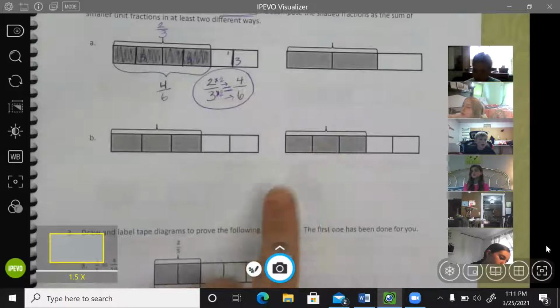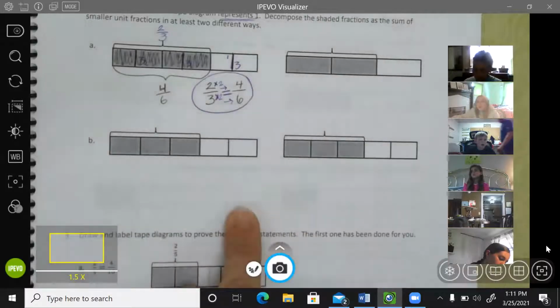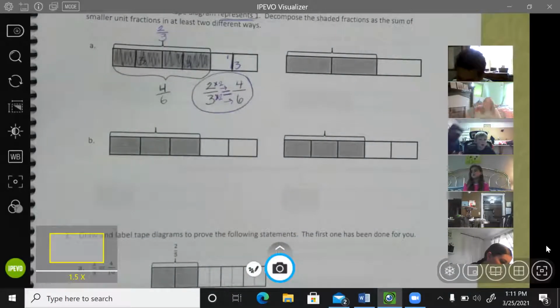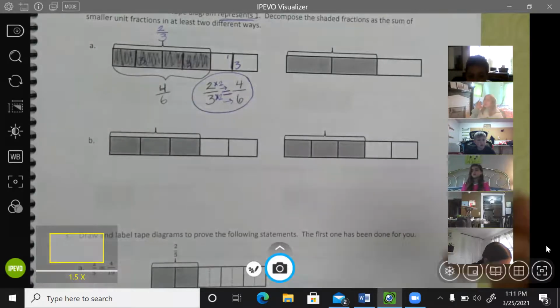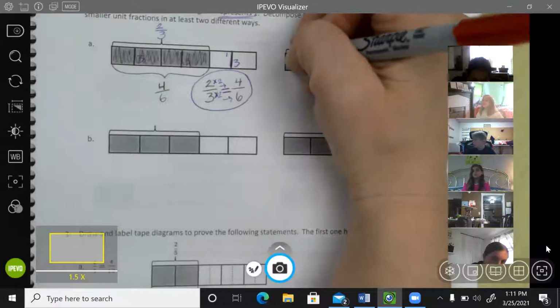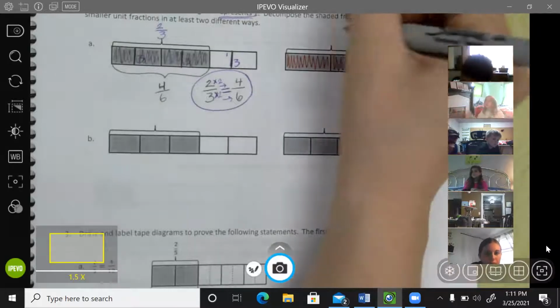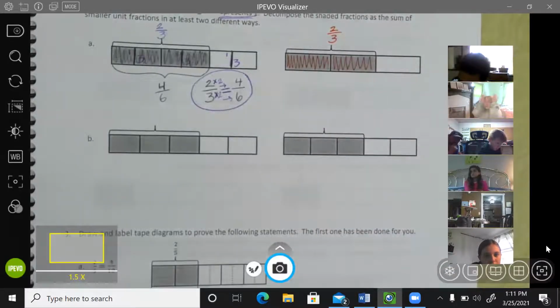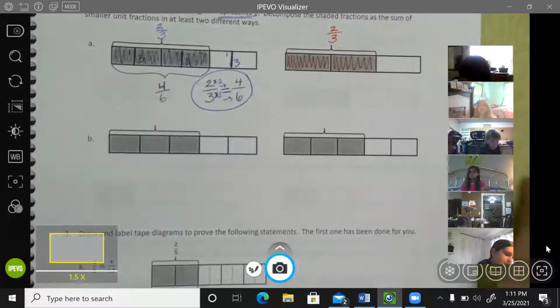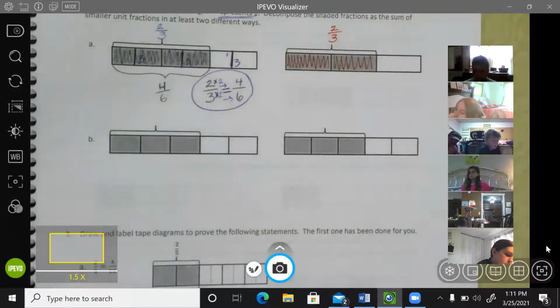Carson, what fraction does this represent? Two-thirds. So right here I have 1/3, 2/3. So again, I have the fraction 2/3. So I'm going to label that as 2/3. This time, I'm going to break each piece of my fraction up into 2 pieces.